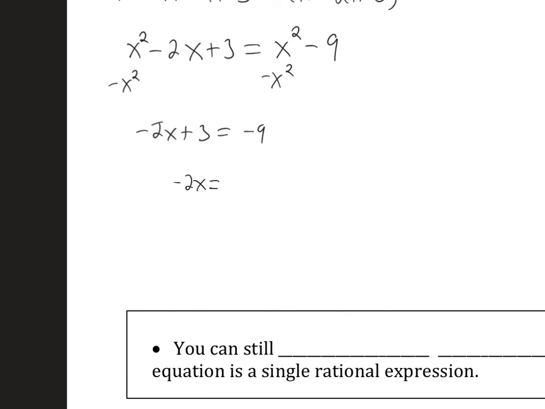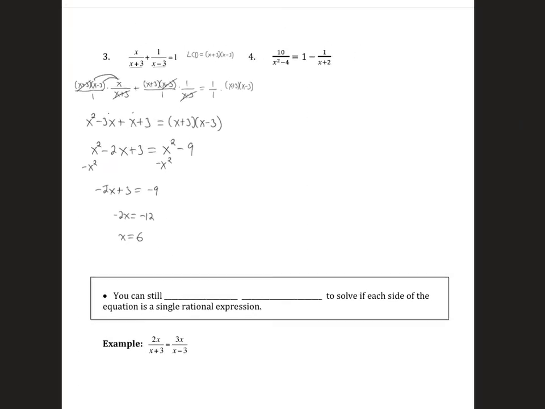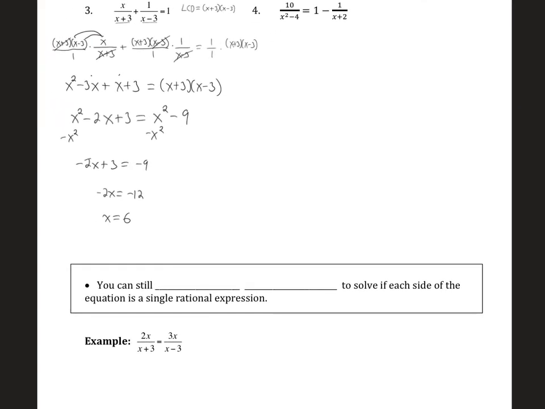Negative 2x equals negative 12, and then divide by -2, we're going to get x equals 6. Okay? If we plug it into our original equation, we're going to have 6 over 6 plus 3 plus 1 over 6 minus 3 equals 1.